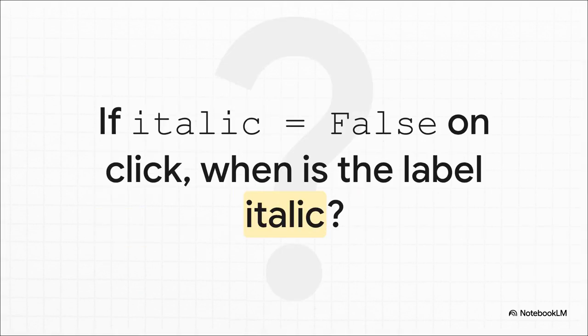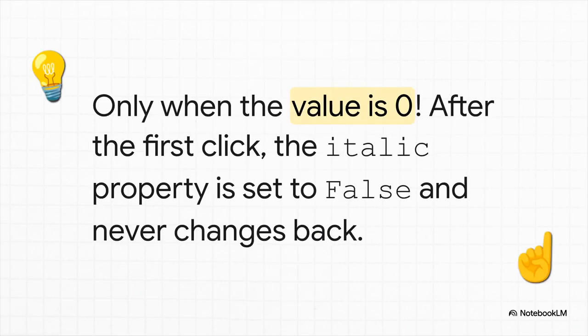All right, time for another quick brain teaser. Let's say you create a text label and you set italic to true at the start. But then in your code, you also say to set italic to false every single time the mouse is clicked. So my question is, when is the label actually italic? The answer? Only for a split second, right at the very beginning. It starts out italic, but the moment you click, just once, that on-mouse-press function kicks in, flips the property to false, and that's it. It stays that way forever.